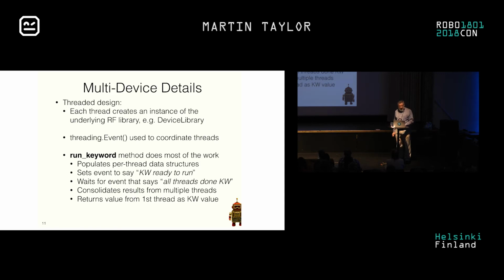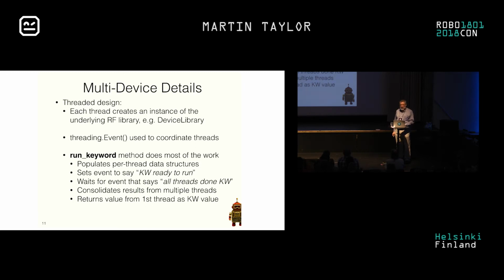Once that's done, then the main thread in the multiplexer consolidates the result. It takes any failures from any of the devices, identifies which device had the failure, and puts all that into Robot Framework logging format.